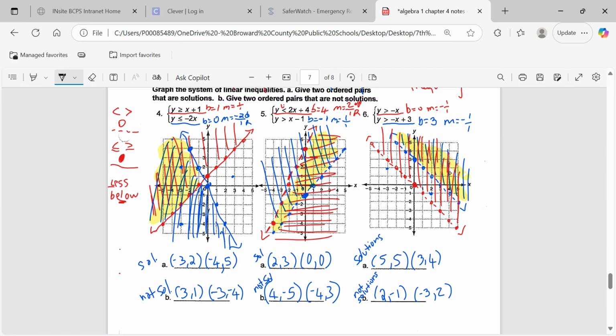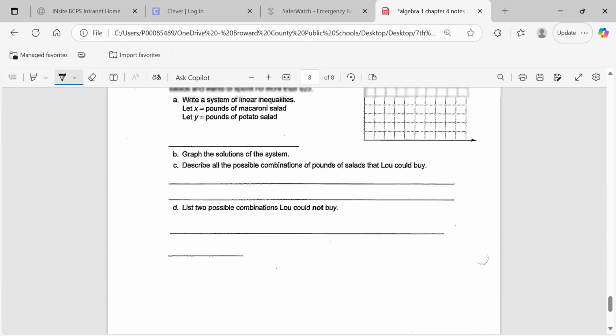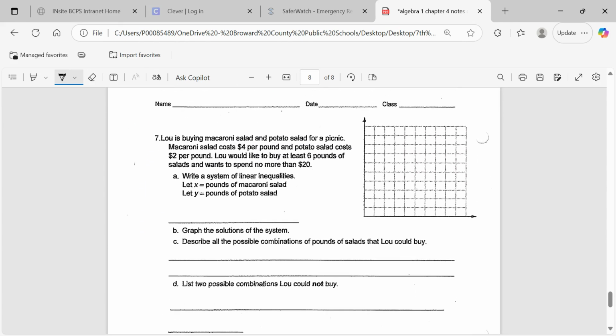In that case, this yellow region is where they overlapped. 5, 5, 3, 4, that's mine. But you could have gotten any coordinate that's in this yellow area. Anything that would not be a solution would be anything else that's not in the yellow area. All right, so coming on down, we are going to be working with a word problem.